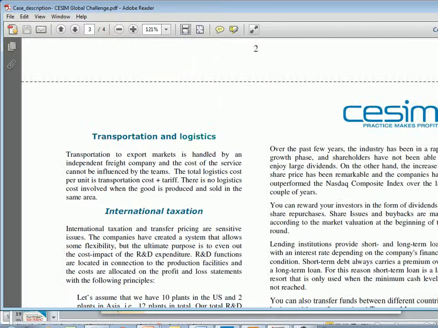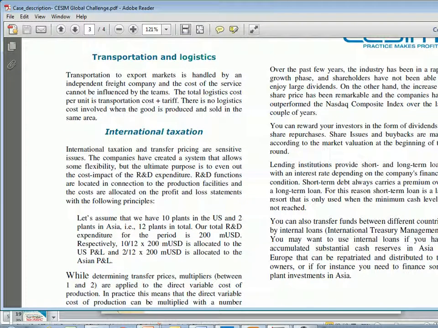Okay, so here we are, and there's the last part. It says share price has been increasing, so basically it's called share appreciation.